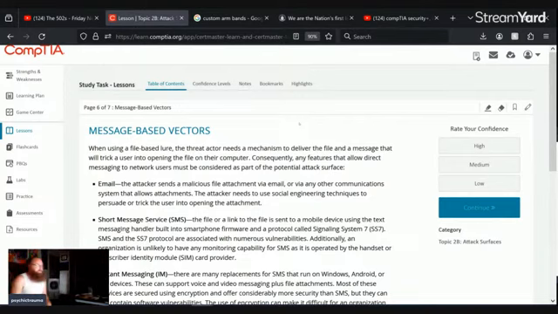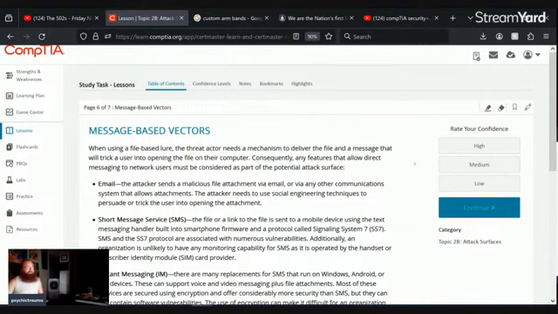Short message services. The file or a link to the file is sent to a mobile device using the text messaging handler built into smartphone firmware and a protocol called Signaling System 7, SS7. SMS and the SS7 protocol are associated with numerous vulnerabilities. Additionally, an organization is unlikely to have any monitoring capability of SMS, as it is operated by the handset or subscriber identity module, the SIM card provider.